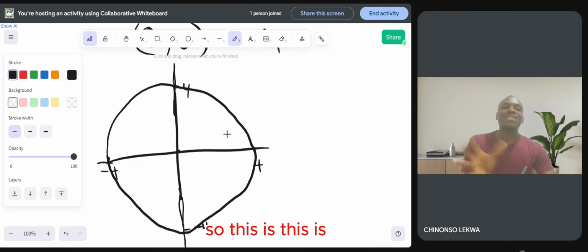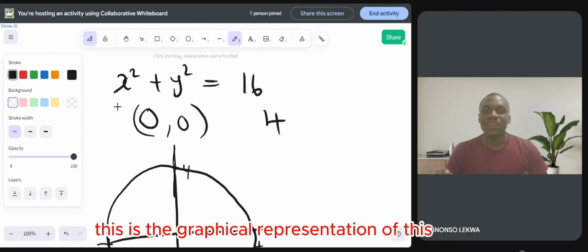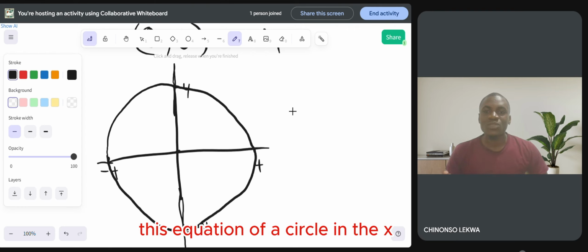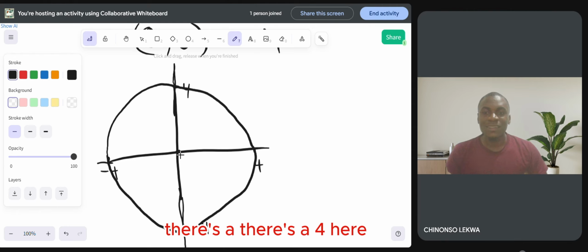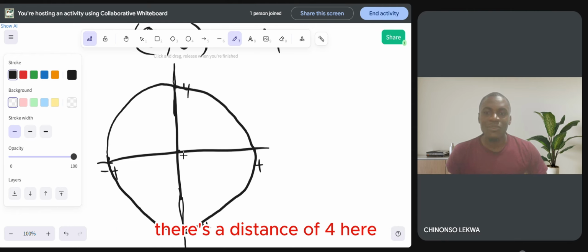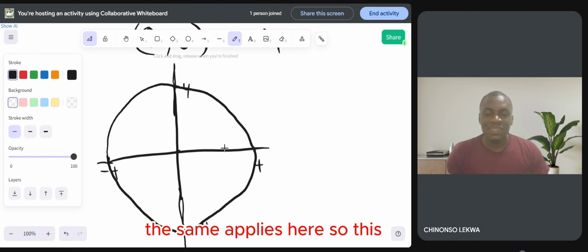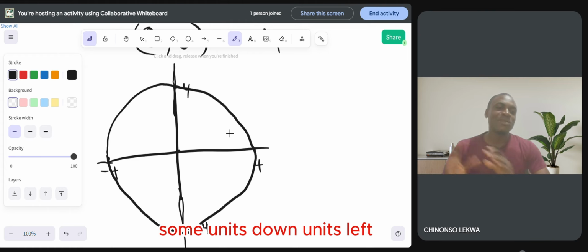So we can then make a circle out of this. This is the graphical representation of this equation of a circle in the xy plane, where the radius is 4, and the diameter would definitely be 8. So there's a 4 here. Now let's just take the absolute value: there's a distance of 4 here and another distance of 4 here. The same applies here.